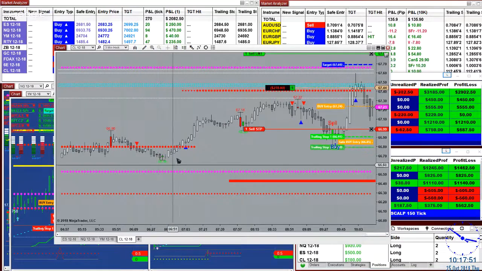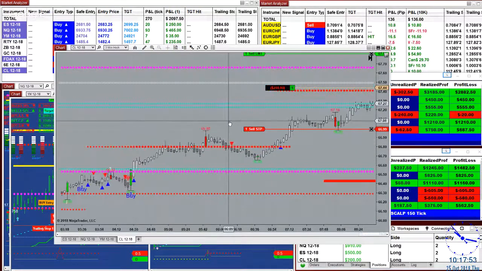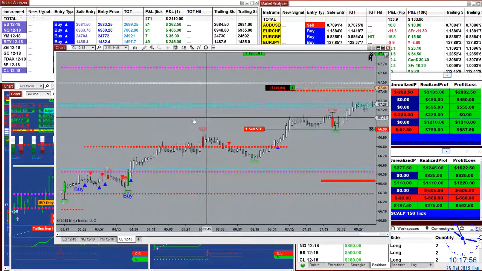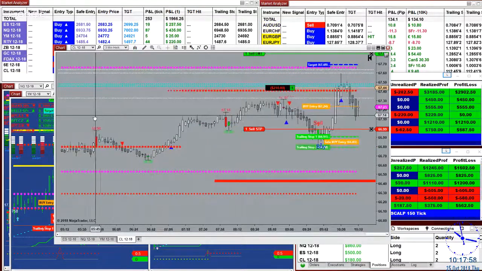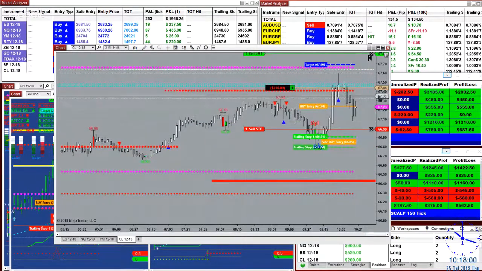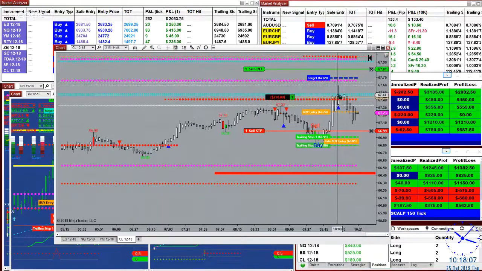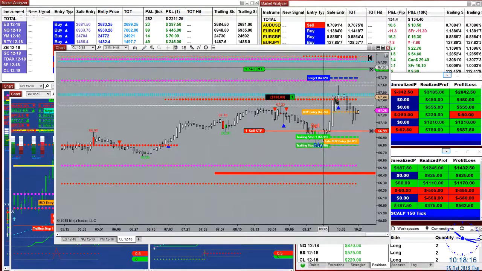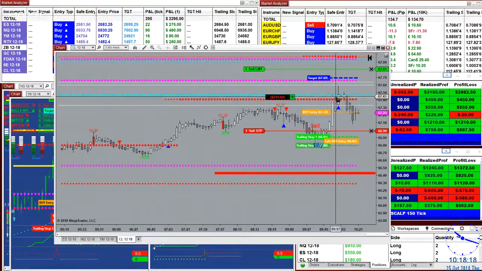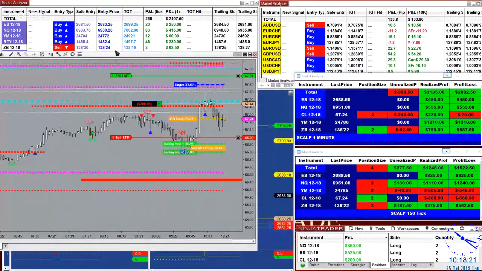Let's look at the CL. Problem in heaven here. You have a triple resistance on the CL at 67.45, 67.46 and 47. There is trouble right there in this area on the CL. This is a problem. This is a huge problem on the CL.